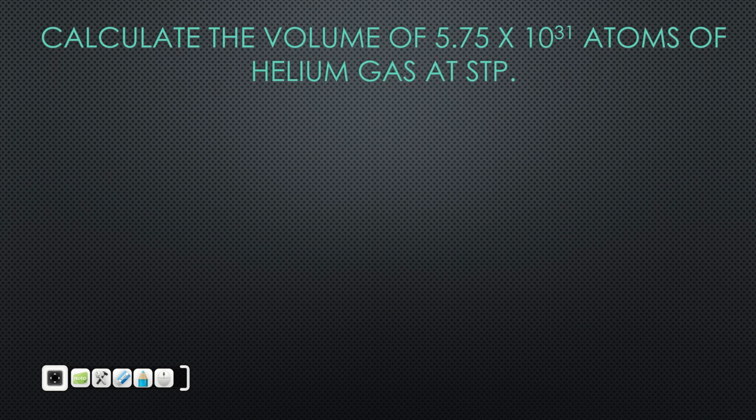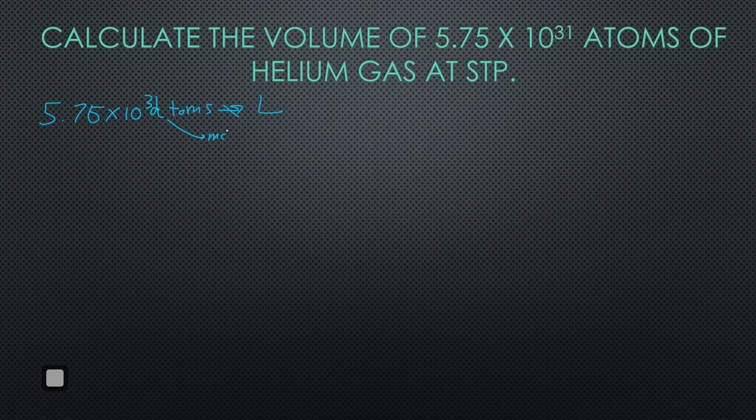All right? How about, we're going to skip that one. How about this one? Okay? This one's making you do all these volume to particles, but I'll do this one. I'm in particles. Okay? So I'm starting out with 5.75 times 10 to the 31st atoms, and I want to go to liters. Well, I can't go straight to liters, so I'm going to go to moles and then to liters. So 5.75 times 10 to the 31st atoms.